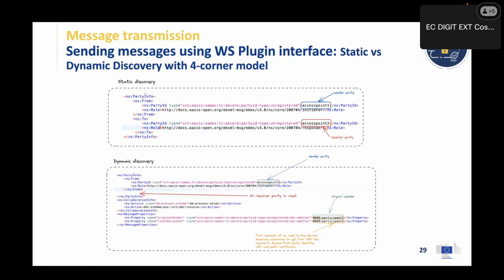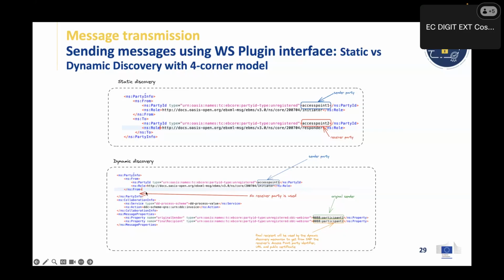So now, what do we need to send messages using the AWS plugin? As we have seen before, using the static discovery, we have to fill in the identifiers for the two access points, which are exchanging messages. So here is the identifier of C2. Here is the identifier of the C3 party. With dynamic discovery, you only have to fill in your own access point identifier.